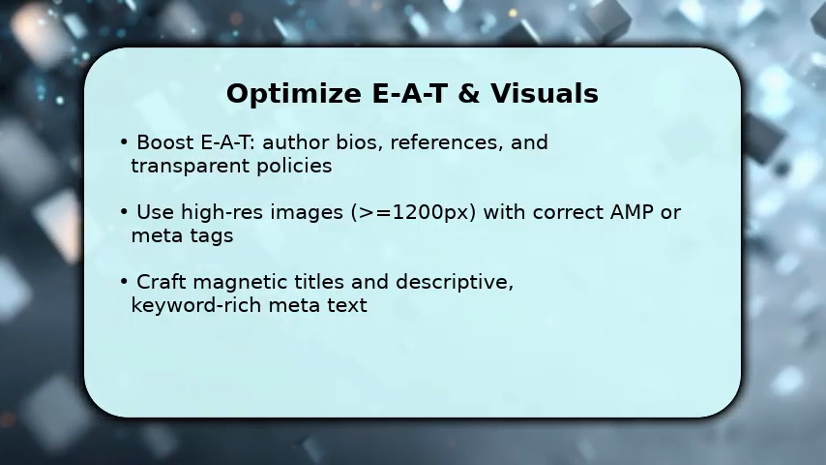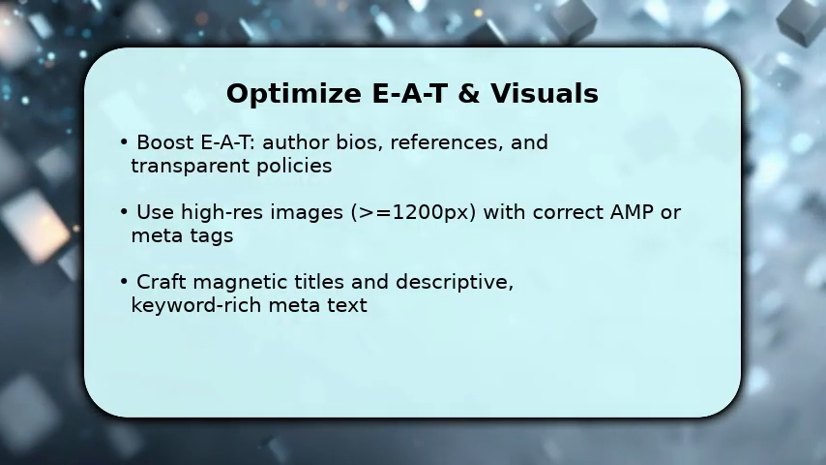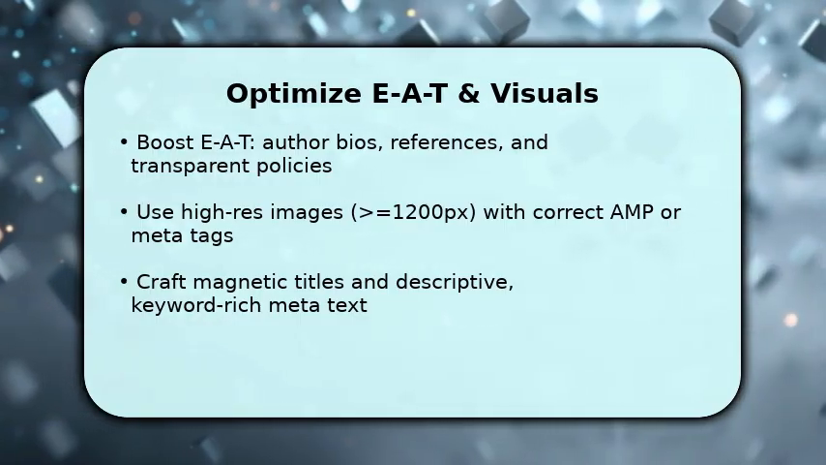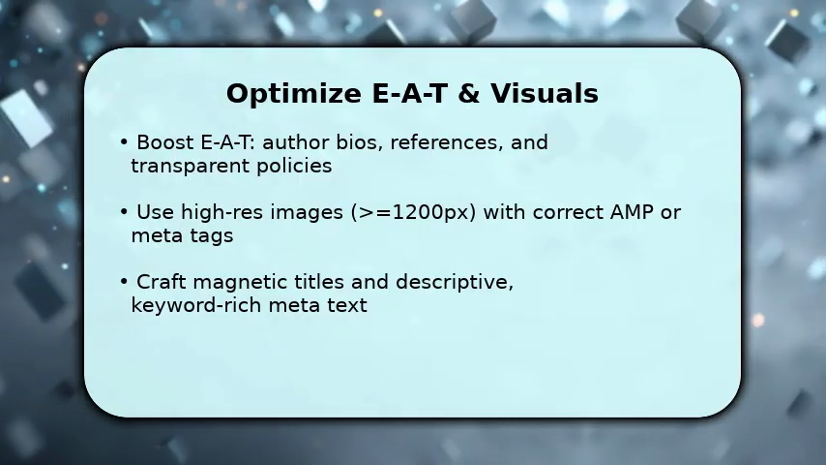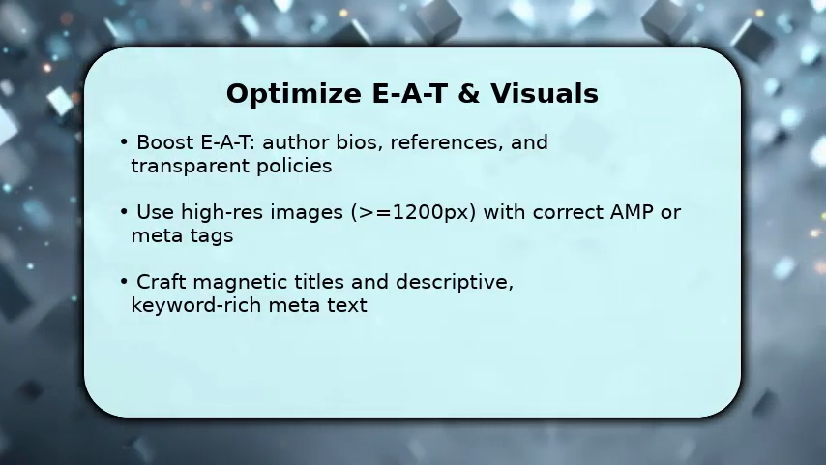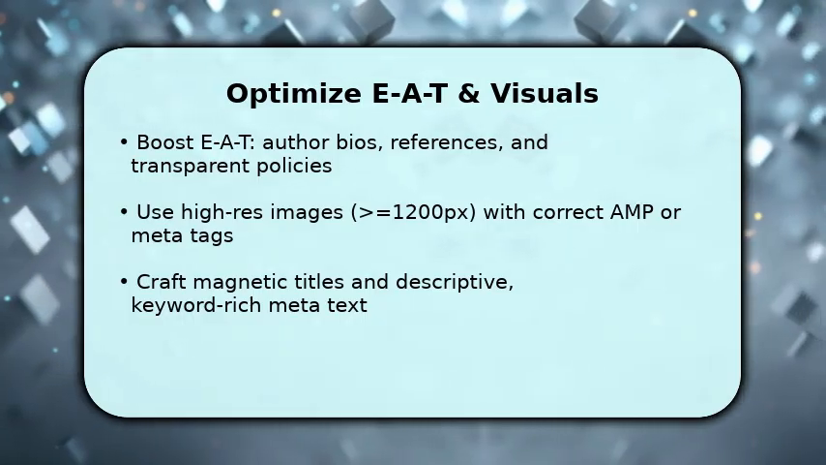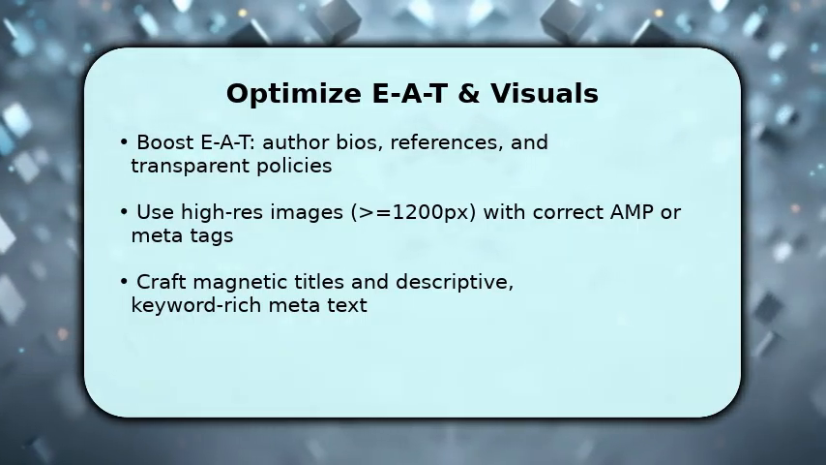Meanwhile, prepare large, high-quality images. Google prefers 1200px or larger, and ensure image metadata and AMP or responsive markup are correct. Also refine headlines and meta descriptions to match user intent. This improves click-throughs from Discover once your page becomes eligible.